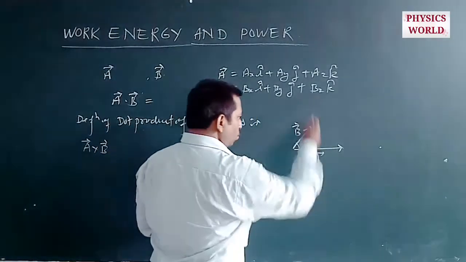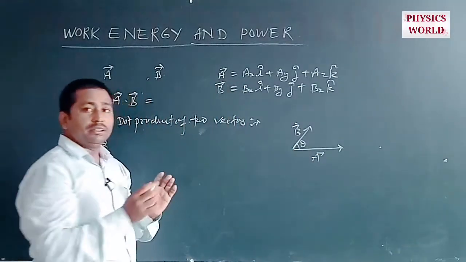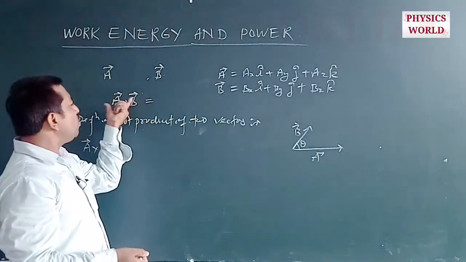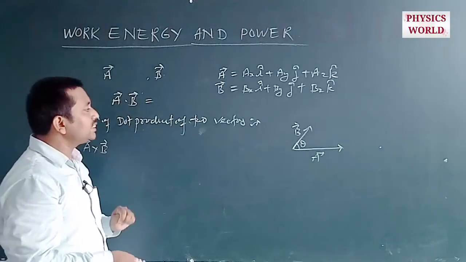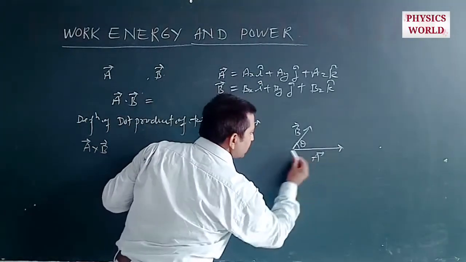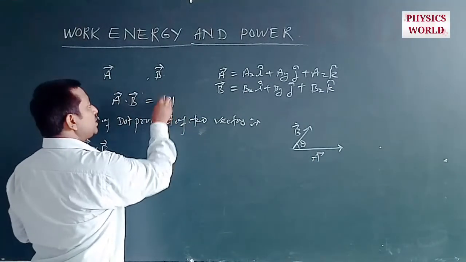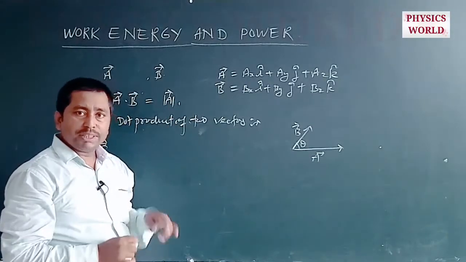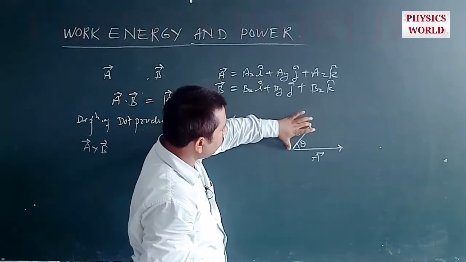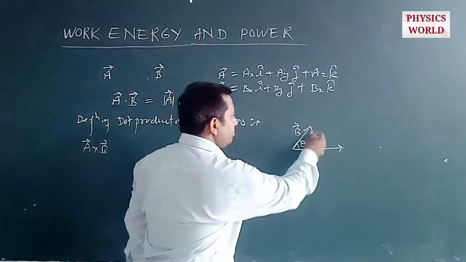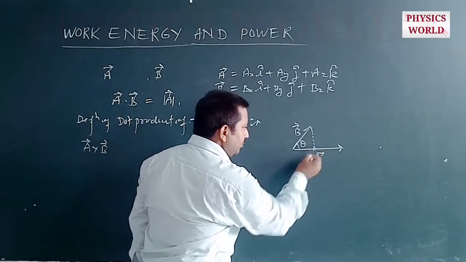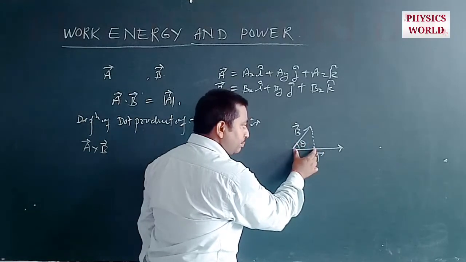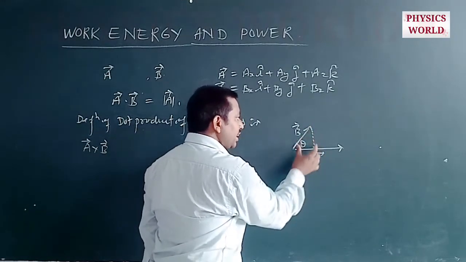Because the dot product of two vectors contains only magnitude, what will be the value of the magnitude of the dot product? It can be defined as the product of the magnitude of the first vector, suppose A is the first vector, so mod A, and the projection of the second on the first. What is the projection? If we draw a perpendicular line on the first, this length gives the projection of the second vector on the first.